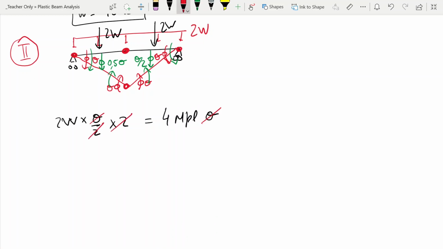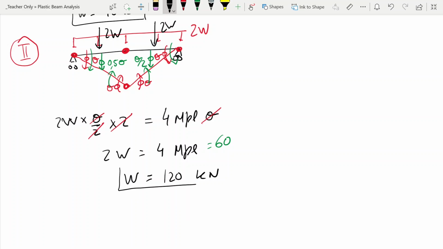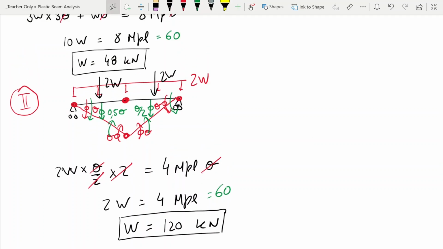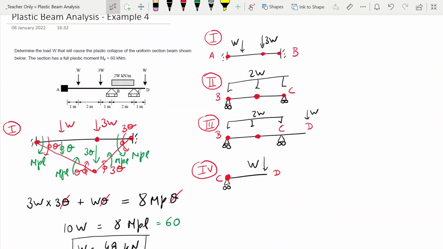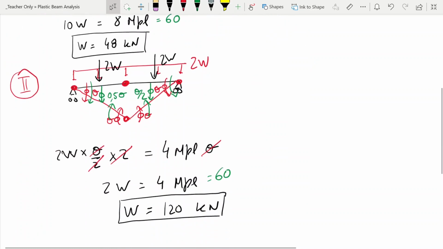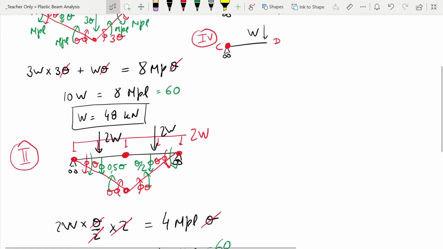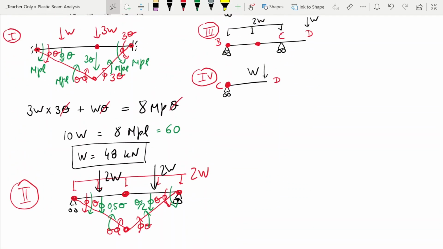So we get that 2W equals 4 MPL, and knowing that MPL is 60, W is going to be equal to 120 kilonewton. Okay, so we can stop here and start thinking already about which one of these two is critical. So we have 48, we have 120. So we're talking about a capacity problem. So the capacity of this beam is defined by the smallest load that causes the collapse mechanism. So in this case, the 120 will not be critical, and so far the 48 is the critical.